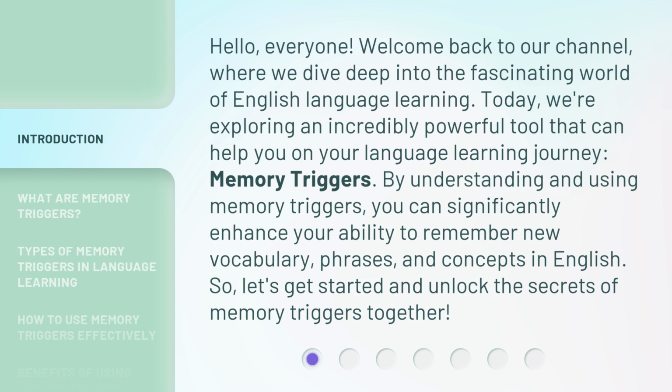Today, we're exploring an incredibly powerful tool that can help you on your language learning journey: memory triggers. By understanding and using memory triggers, you can significantly enhance your ability to remember new vocabulary, phrases, and concepts in English. So, let's get started and unlock the secrets of memory triggers together.